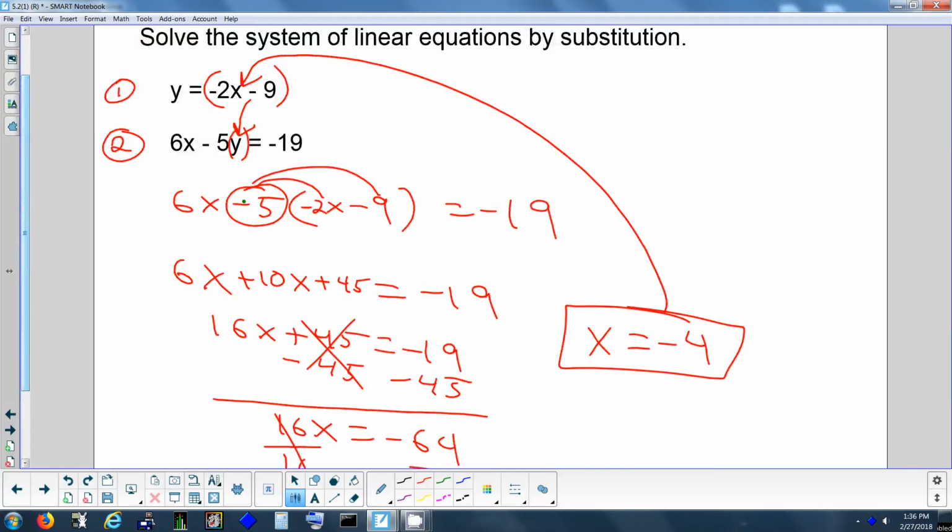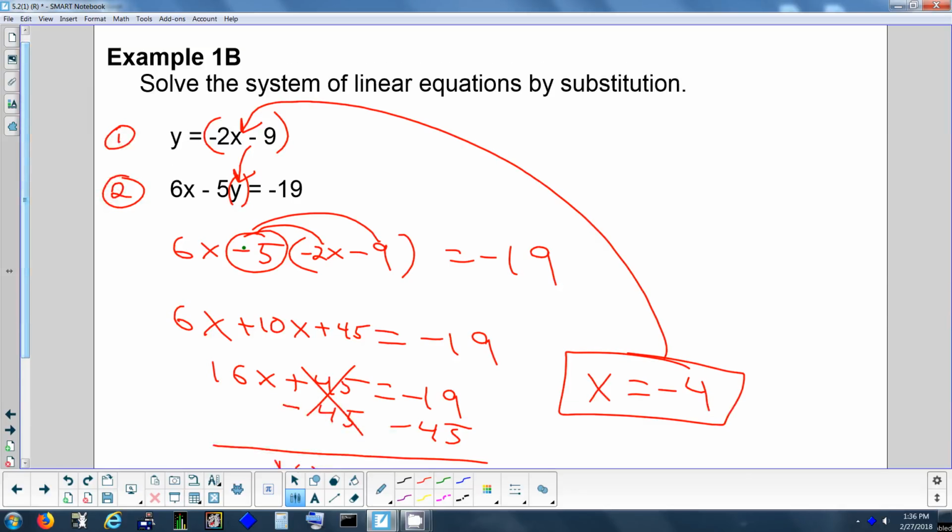So can somebody tell me what this equation will look like when I fill that in? Noah? Y equals negative 2, parentheses, negative 4, and then minus 9. Yep. PEMDAS, always do multiplication first. What's negative 2 times negative 4? Positive 8. Minus 9.